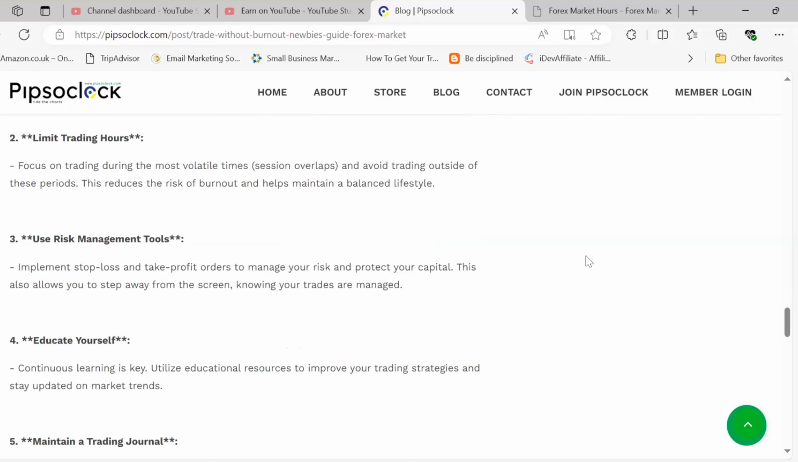All right. Thirdly, use risk management tools. Implement stop loss and take profit orders to manage your risk and protect your capital. Because we call them targets. The first target is the target to cut my losses, and the next target is the target to take my profit. Target to say, yes, I was wrong, so I'm out.